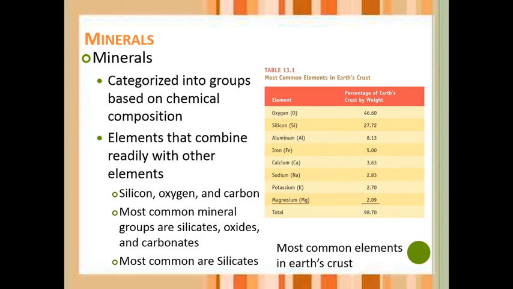Next, we have also the minerals. Minerals are categorized into groups based on chemical composition. Later on in the next slides, we have the criteria before we can consider them as minerals. Elements that combine readily with other elements are known to be minerals. So we have silicon, oxygen, and carbon. The most common mineral groups are silicates, oxides, and carbonates. And the most common of the classification is the silicates.